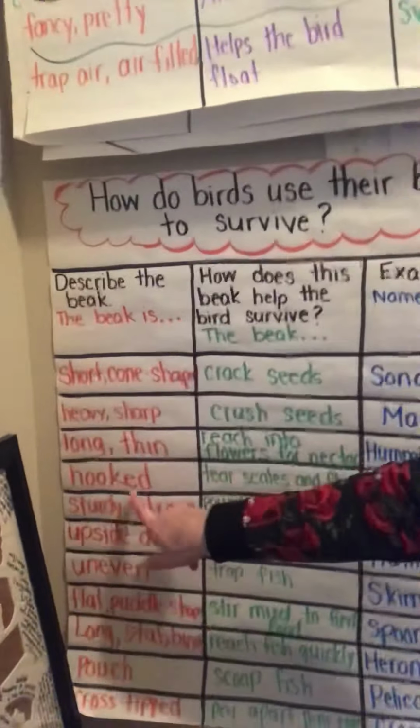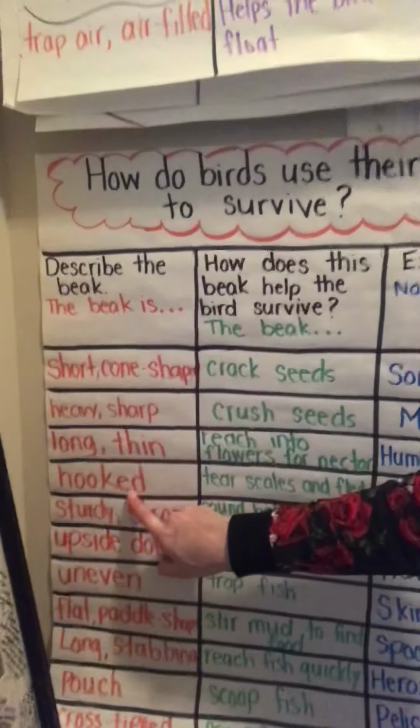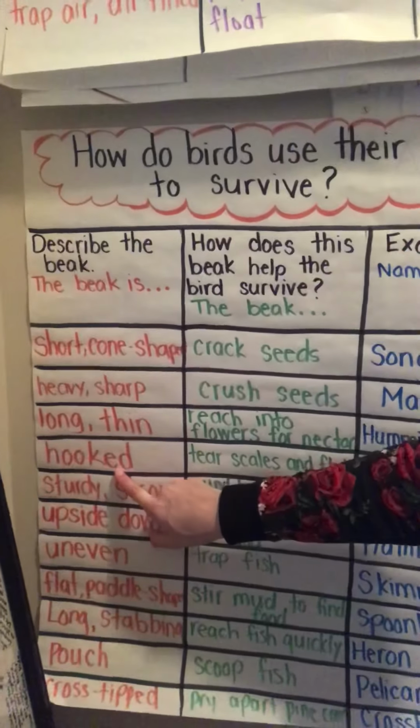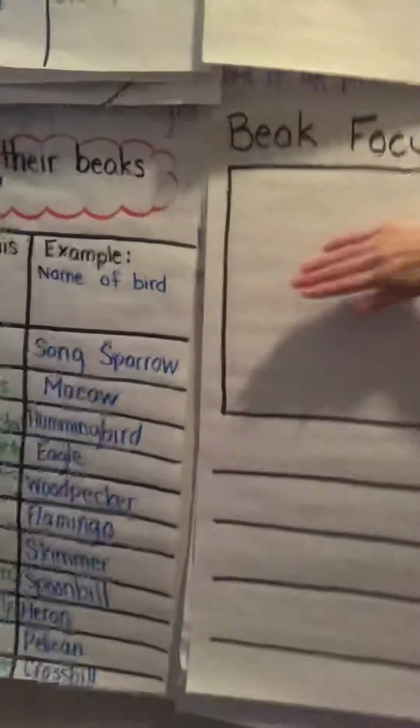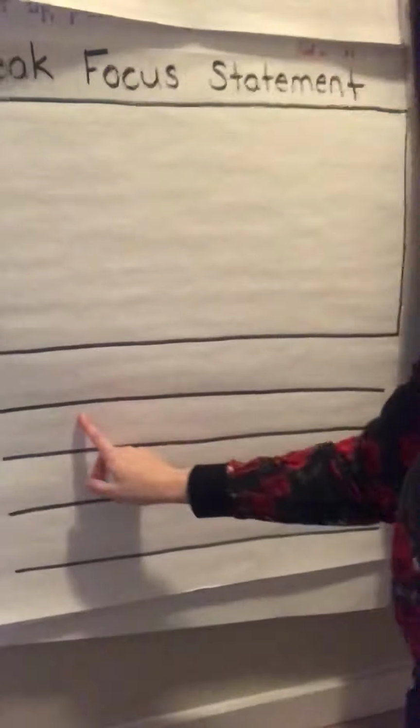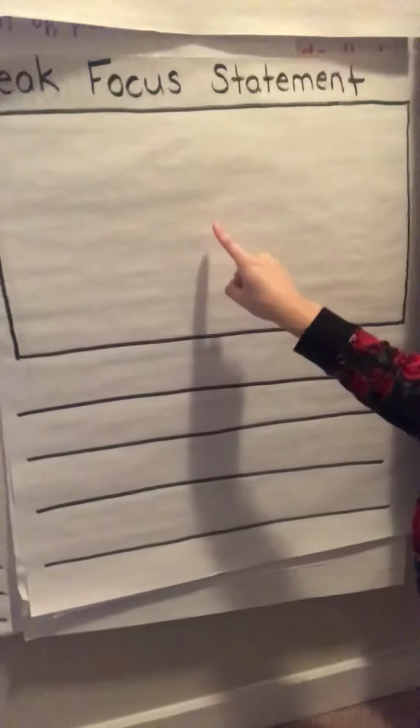So maybe you want to pick hooked. And again, is the word hooked a sentence? No, so you can maybe say some birds have hooked beaks, or there's a bird that has a hooked beak. So you need to change your detail describing your beak into a sentence. That's step one of your detail. Then you're going to write your first sentence for your detail and draw a picture to match. So that's step one, making the sentence describing your beak.